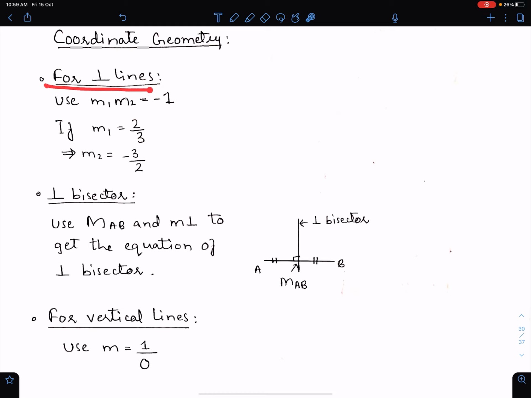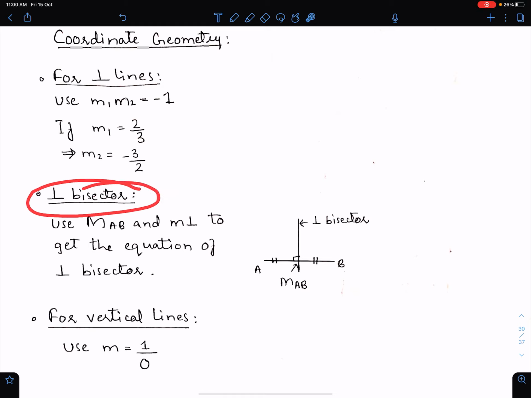For perpendicular lines, always use this formula. To prove that lines are perpendicular, use this formula. If this formula is verified, then the lines are perpendicular. If we know the gradient of the first line, we can easily get the gradient of the second line with the help of this formula. The gradient of the perpendicular line is the inverse reciprocal of this gradient. The inverse reciprocal of this is minus 3 upon 2.